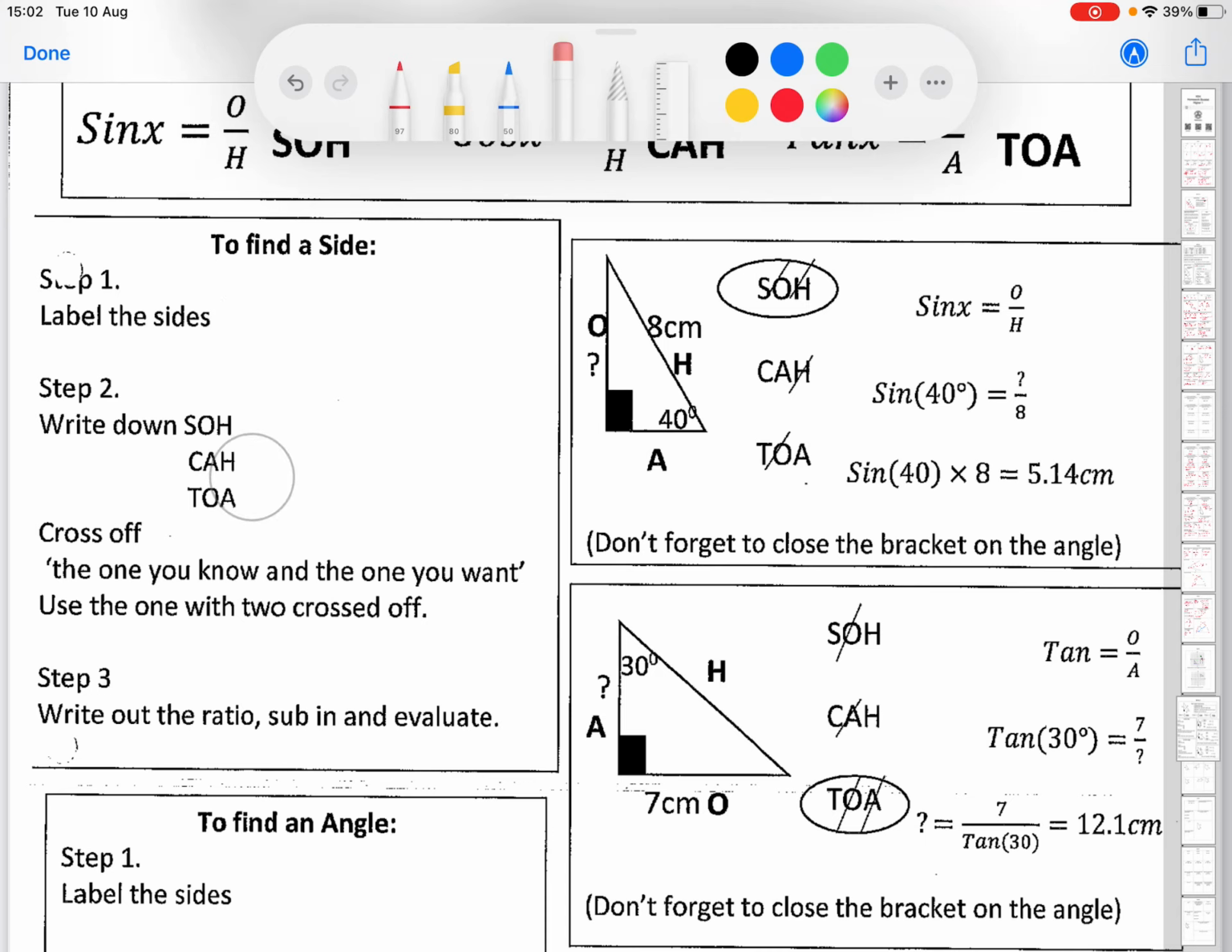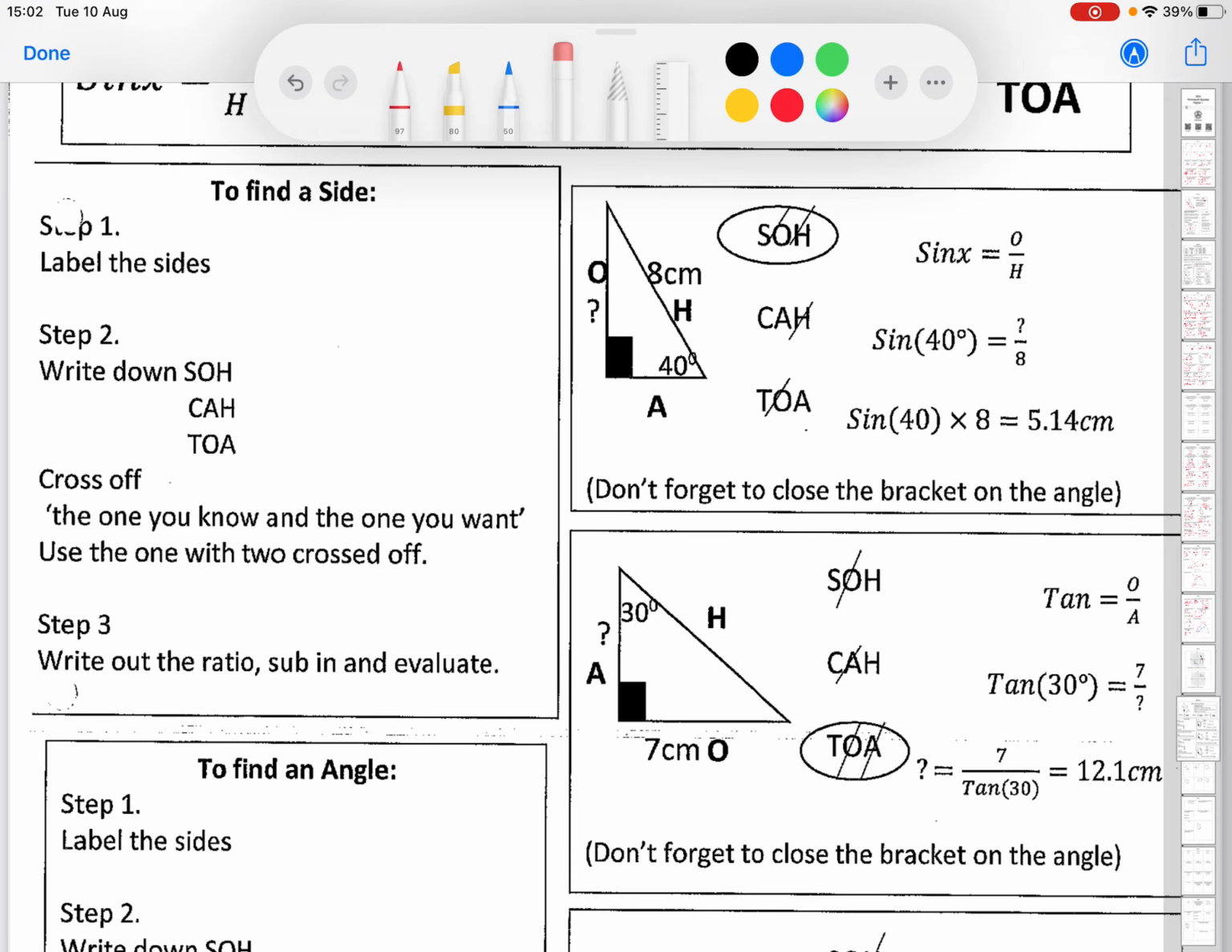So to find a side, you would just label the sides. You would write down SOHCAHTOA. You cross off the ones you know and the ones you want. Use the one with the two crossed off, and then you write the ratio, sub in and evaluate.